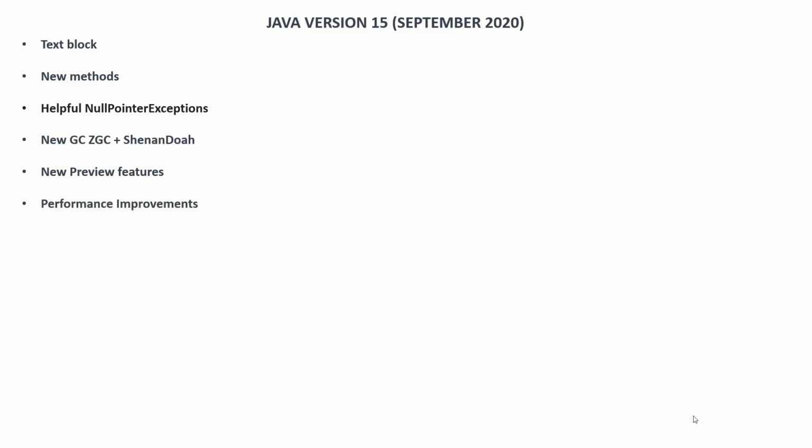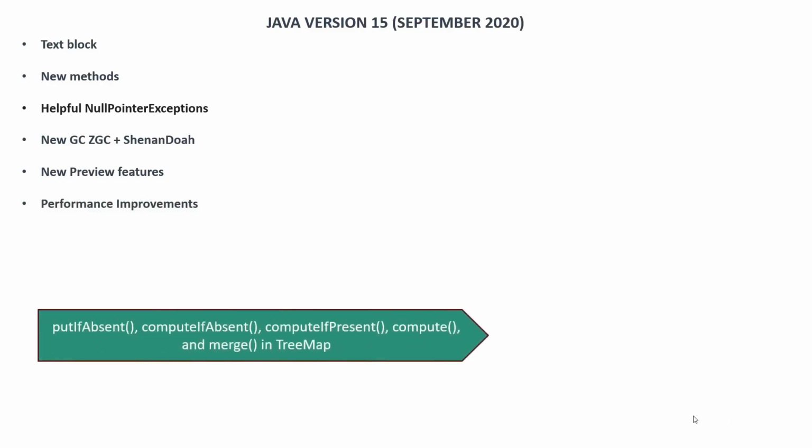Some performance improvements in Java 15 have been added, like specialized implementations of methods like putIfAbsent, computeIfPresent, compute and merge in the TreeMap class. This is added to improve the performance of these methods for TreeMap.